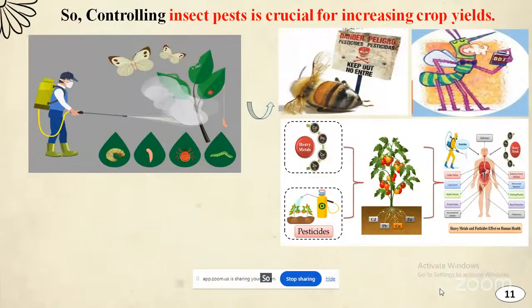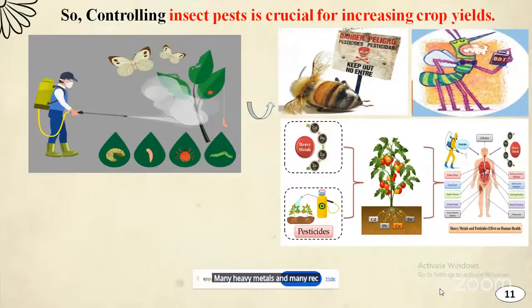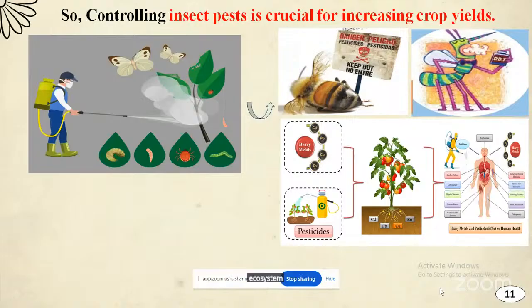So what control measures? Normally as a control measure we use different pesticides, and these pesticides directly or indirectly are creating a major issue. You know about the soil health program; there are many heavy metals and many recalcitrant compounds present in pesticides. They directly or indirectly affect the productivity of the crop, and they are also entering different food chains and food webs, including humans. And they are also affecting one of the major players in maintaining this ecosystem, that is the honeybee.